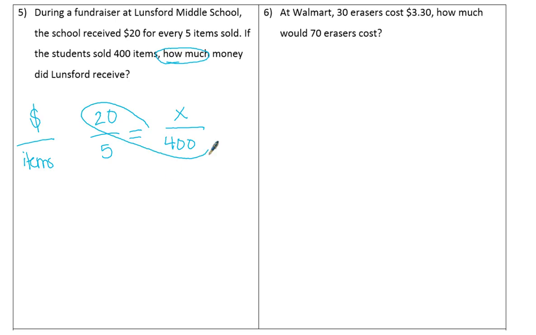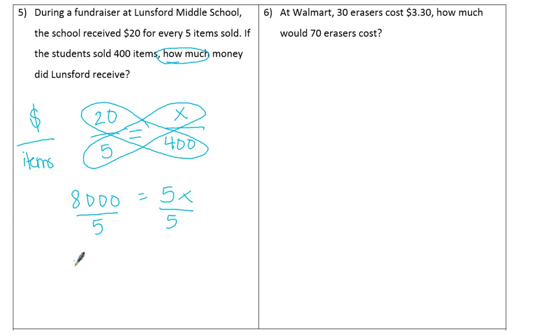We start by cross multiplying. 20 times 400 gets us 8,000. And that's going to be equal to 5 times x, which is just 5x. And then we are going to divide by 5 on both sides. That's going to get us 1,600 equals x. And this is talking about how much money did Lunsford receive, so we got to put a dollar sign on there. We have $1,600. That's how much money Lunsford's going to make out of this fundraiser.